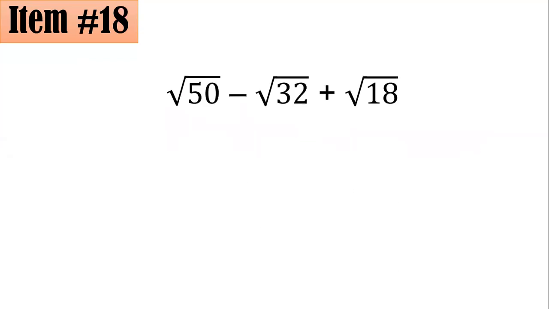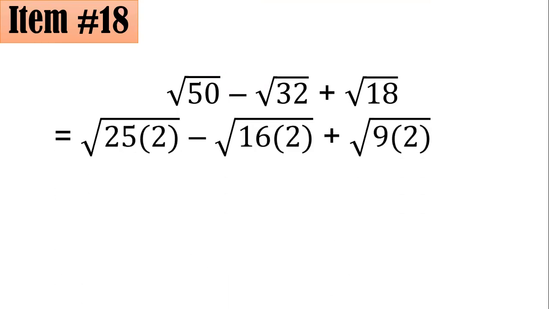We all know that 50, 32, and 18 are not perfect squares. But what we know is that these numbers have positive perfect square factors. In fact, for 50, that's 25 times 2. The 32 is 16 times 2. And 18 is 9 times 2. Why did I express it this way? Because we have to make sure that one of the factors is the largest perfect square factor, with the intention of extracting the square root of the perfect squares.